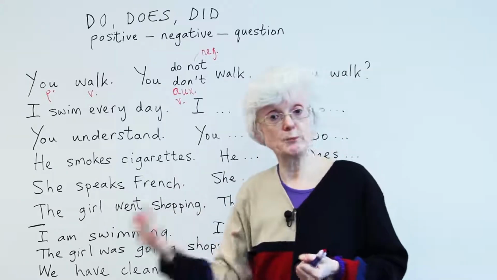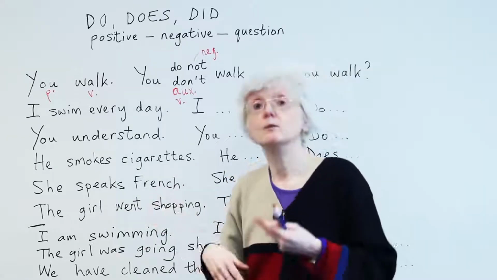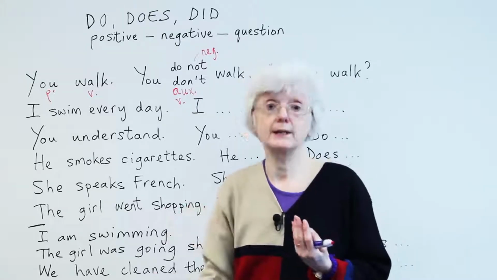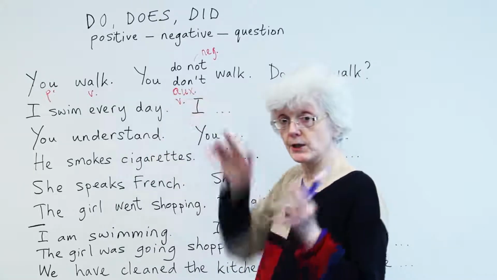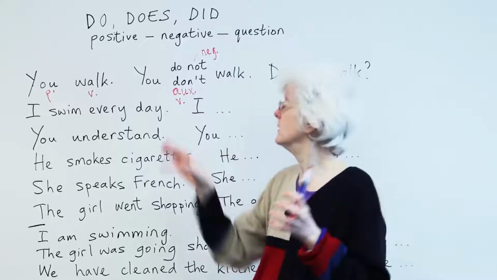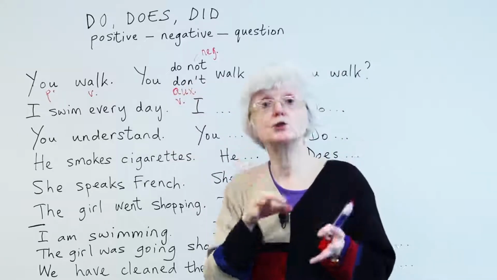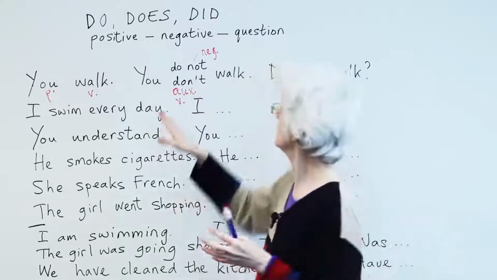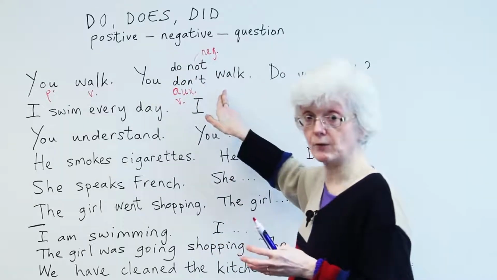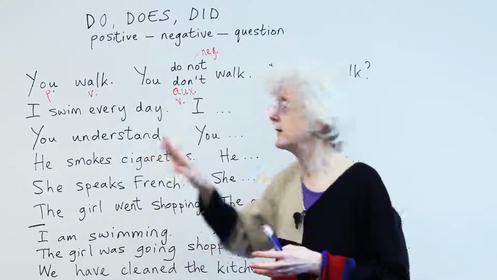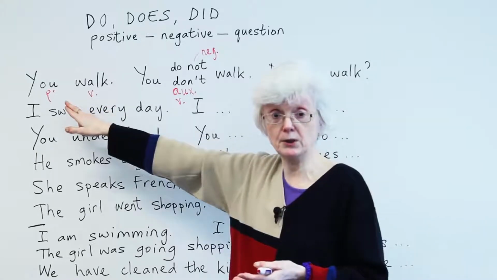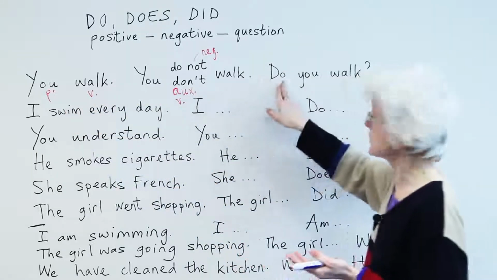In speech, when we're speaking, we say you don't. Maybe if you're writing a formal essay for an exam, it's best not to use contractions, abbreviations like don't. It's better to use do not. Okay, so you do not walk. That's the negative.